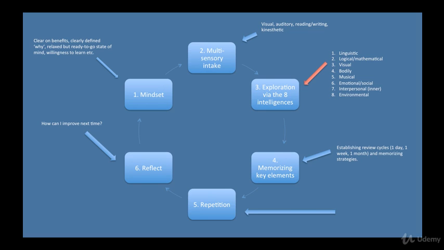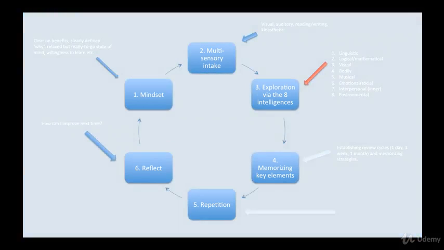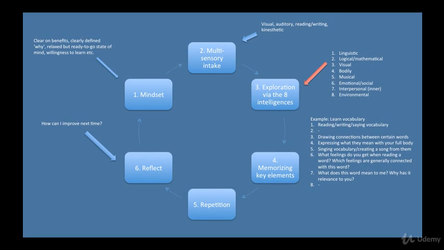Now, what I want to do with you in this video is talk about the exploration via the 8 intelligences. And what I'm going to do is actually quite simple. We are going to have a look at an example, and then I'm going to show you how to explore this example via the 8 intelligences. So let's start. Let's not talk around anymore, and let's begin with this one.